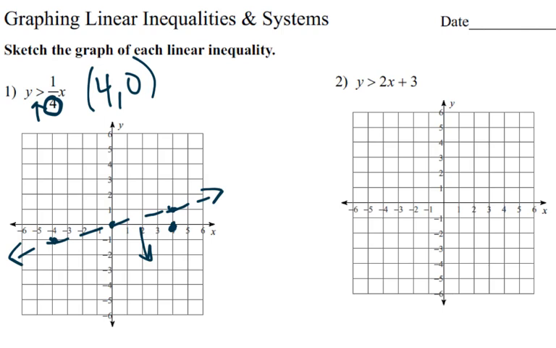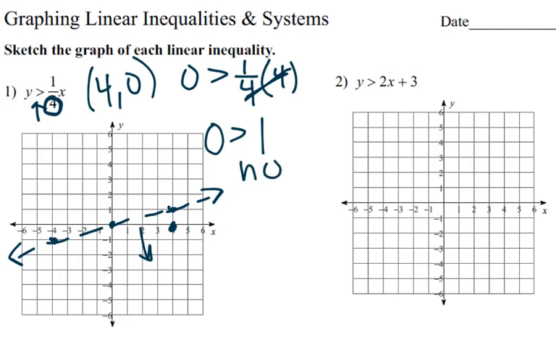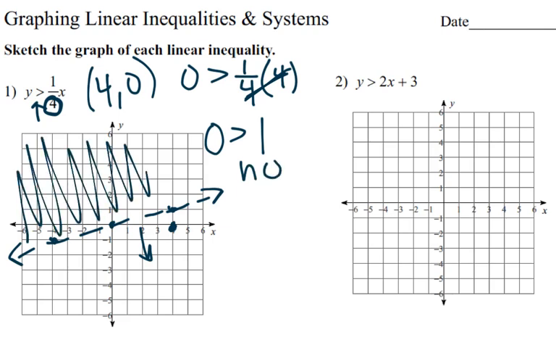It's under the graph. So 0 for y is greater than 1/4 times 4 for x. Well, 1/4 times 4, timesing by 4, dividing by 4, they cancel. We're left with 1. Is 0 greater than 1? No. So we shade the top side. Okay, that's when you're picking one without the 0, 0, that's all you've got to do.